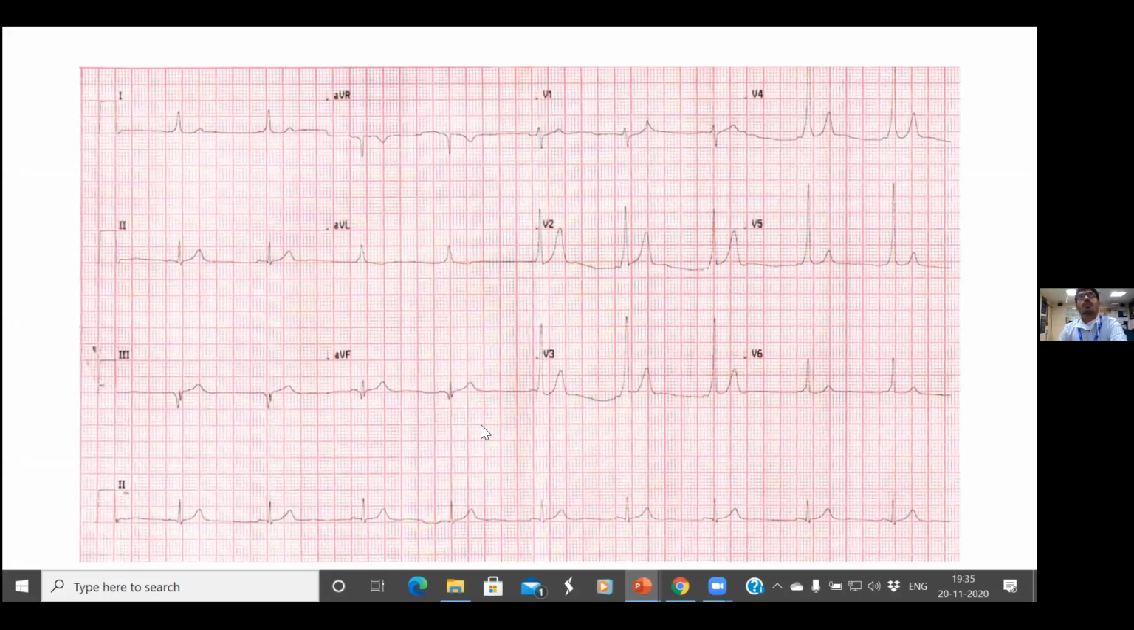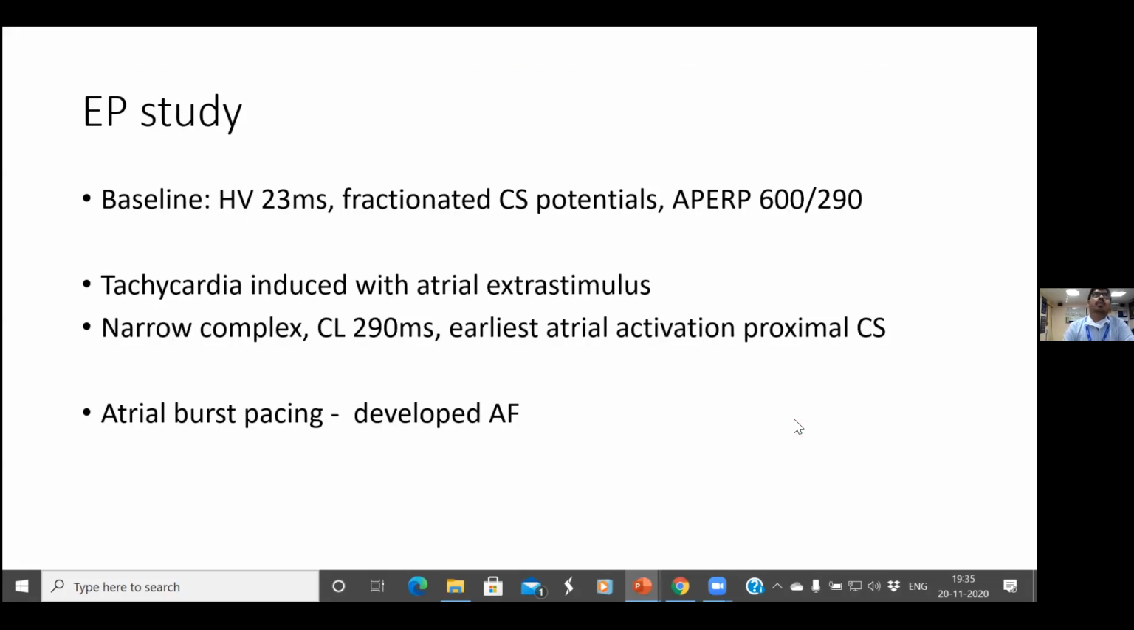So like we discussed in our first case, in all such cases, we should look for lead 2, aVR and aVL. But here we can see there is no deep negative delta wave in lead 2, positive delta wave in aVR or any other sign. So we went ahead with the EP study. The EP study showed a short HV interval, and the effective refractory period of the accessory pathway was 290 milliseconds. There was a fractionated CS potential seen.